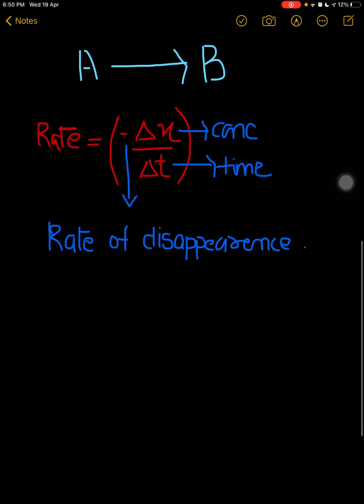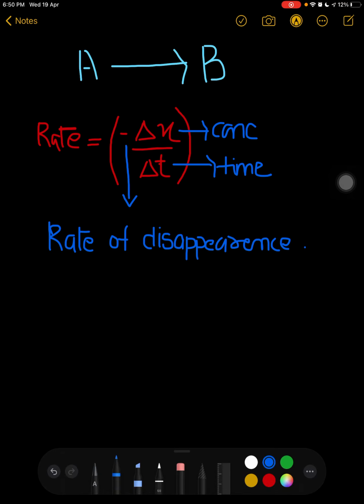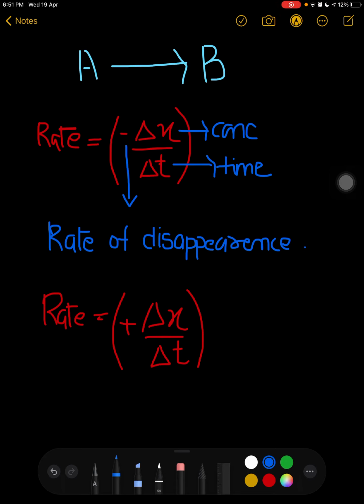Now let's write the equation for the product. Rate is equal to, here we put positive, because the product is being formed. So delta x upon delta t, and this is known as the rate of appearance, right?